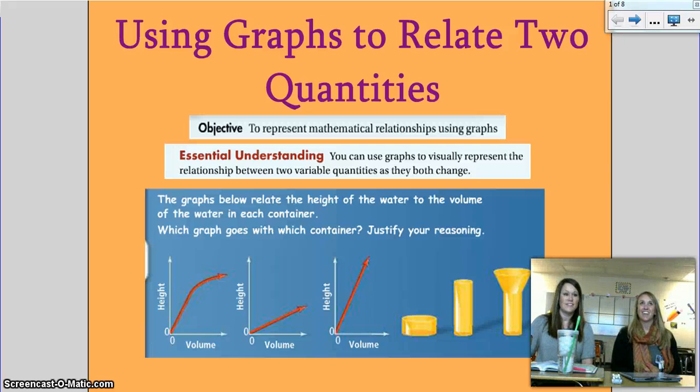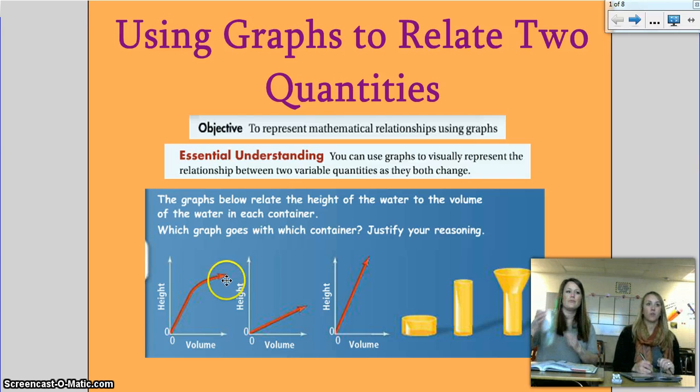Hey guys. All right, using graphs to relate two quantities. So we're representing mathematical situations or relationships using a graph. That is our objective. Got it. Hold on to your seat.